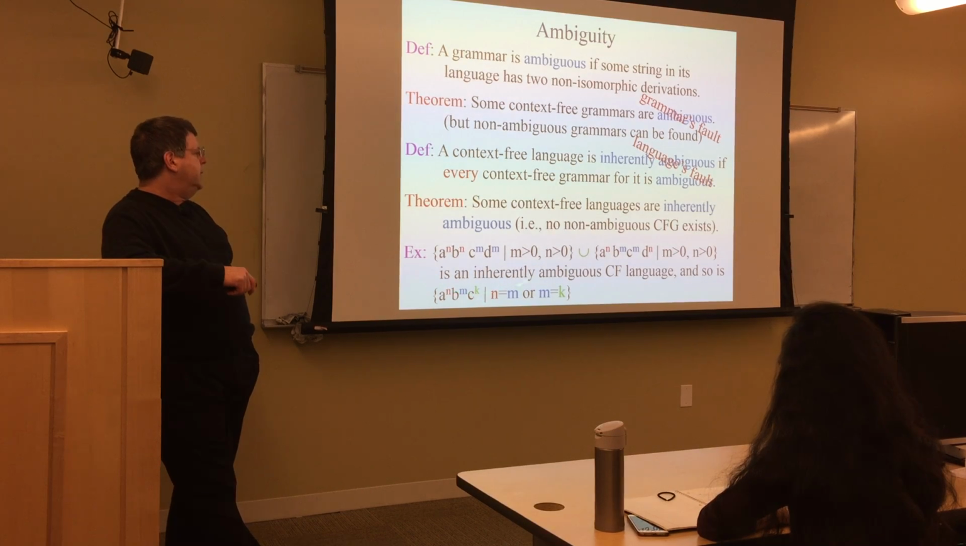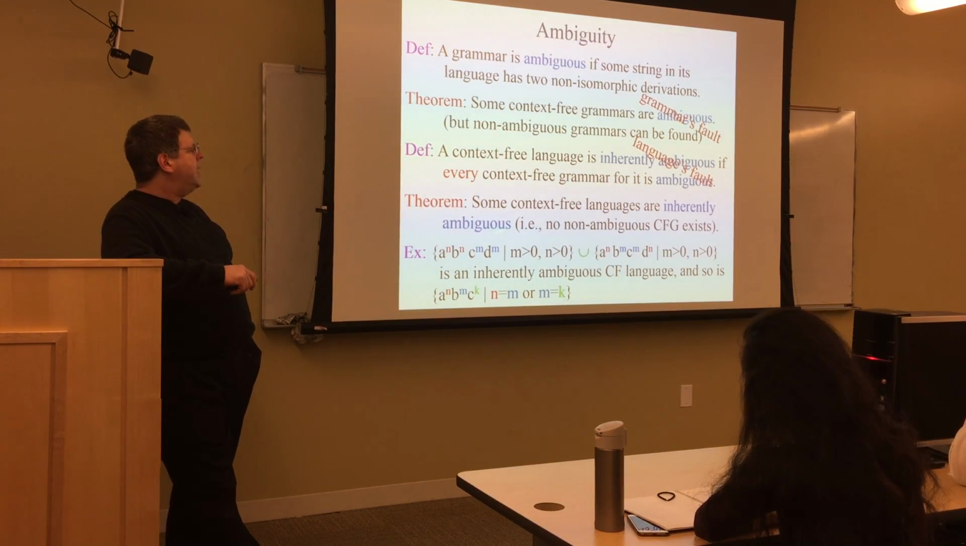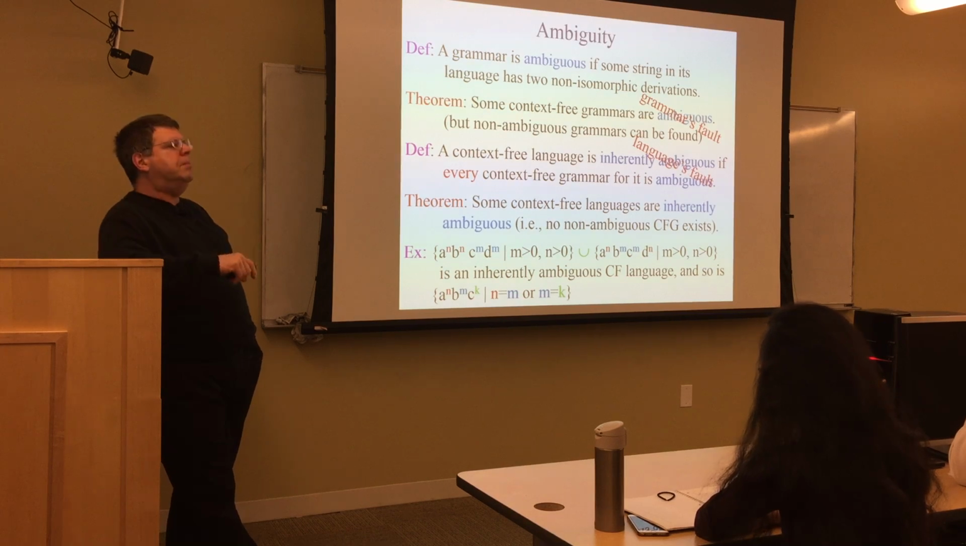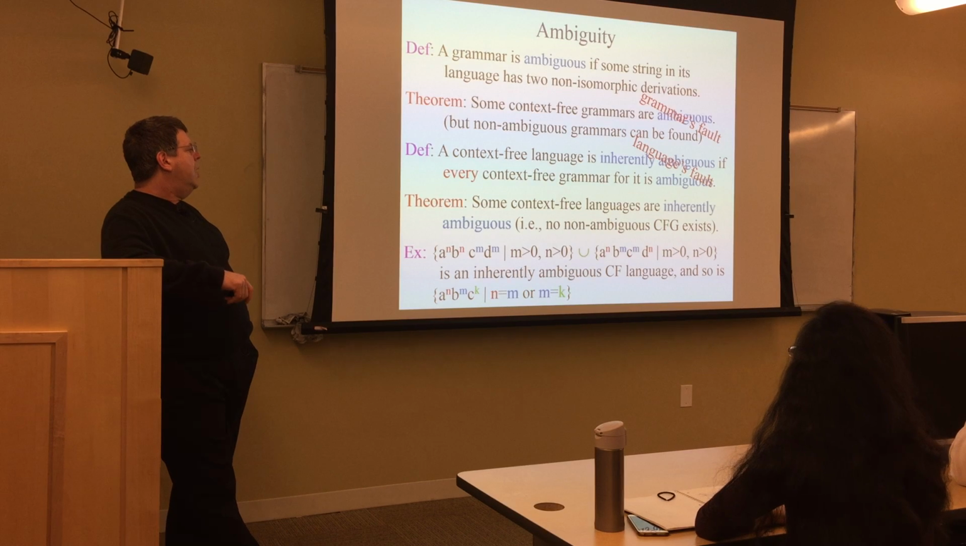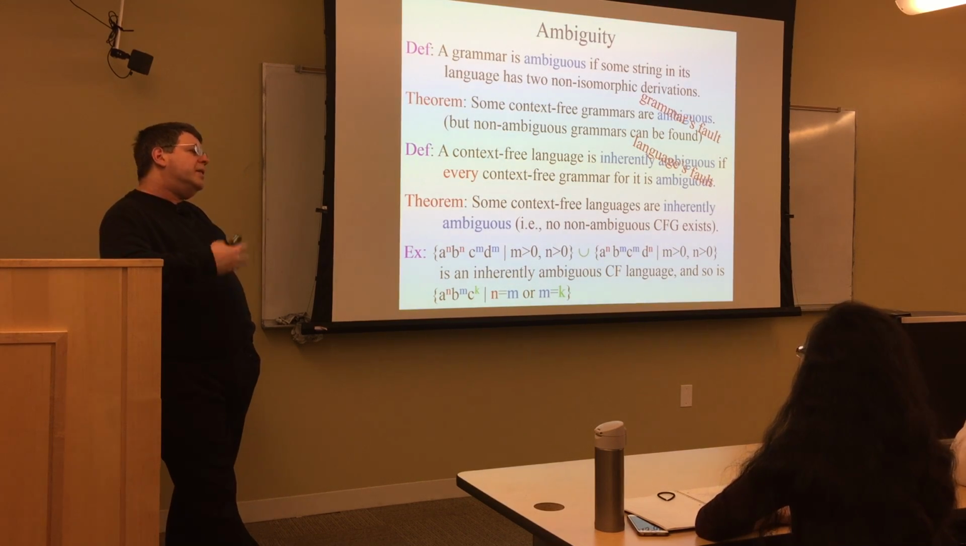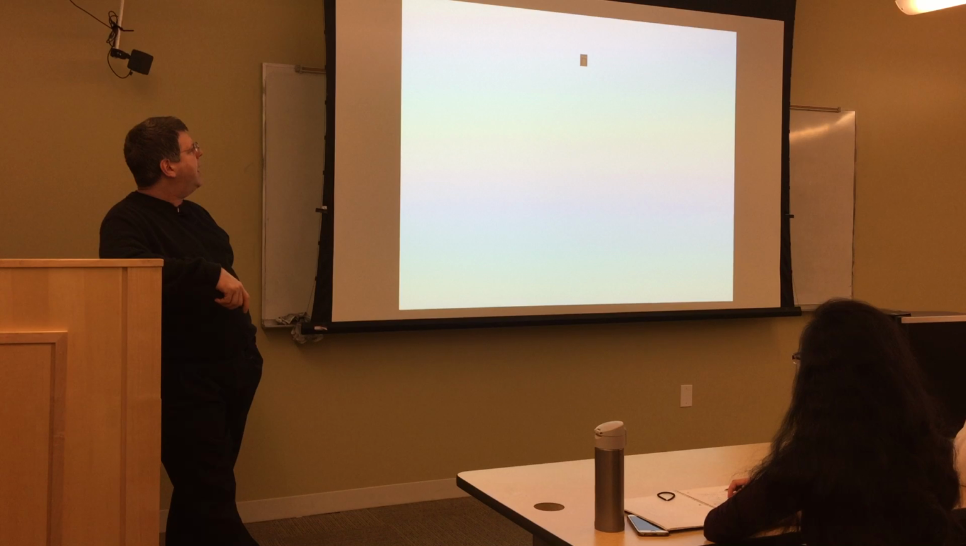And here's another inherently ambiguous language right here: A to the n, B to the m, C to the k, where either the first two exponents are equal or the last two exponents are equal. Turns out that's also inherently ambiguous. Now these are not easy to prove, but for extra credit, if you feel ambitious, maybe try to prove that these two are inherently ambiguous. Or maybe look it up even and see if you can understand the proof that you can find.